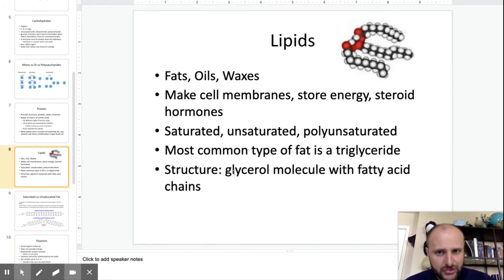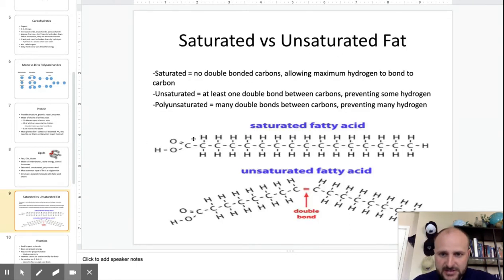The general structure of these things is a glycerol molecule, which is indicated here in the red part, and then fatty acid chains. So this is an example of a triglyceride because you have three fatty acid chains. Tri is three, and then the glyceride is the glycerol molecule. So a saturated fatty acid or saturated fat looks like this.